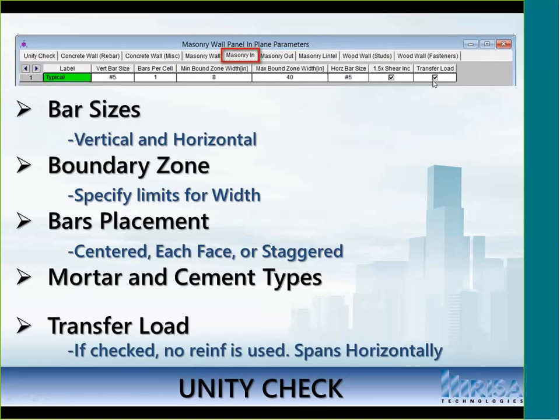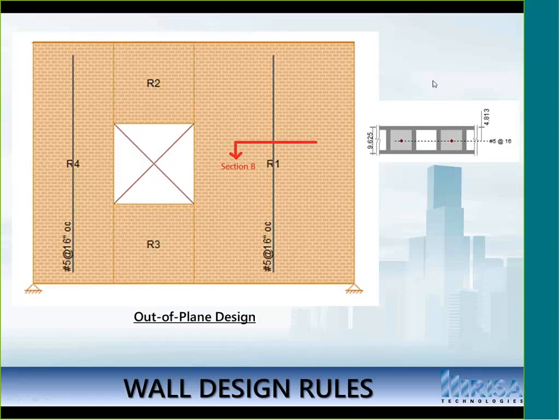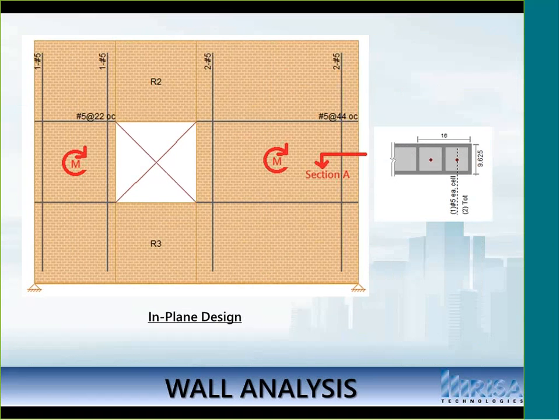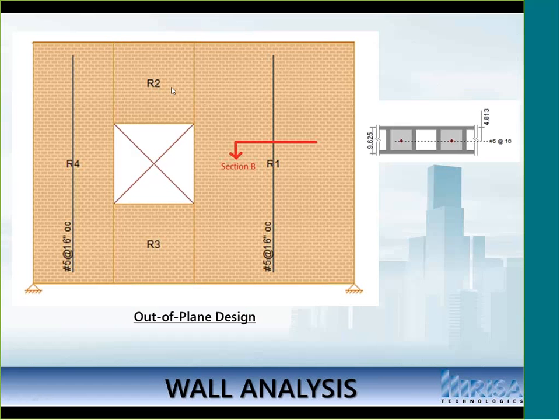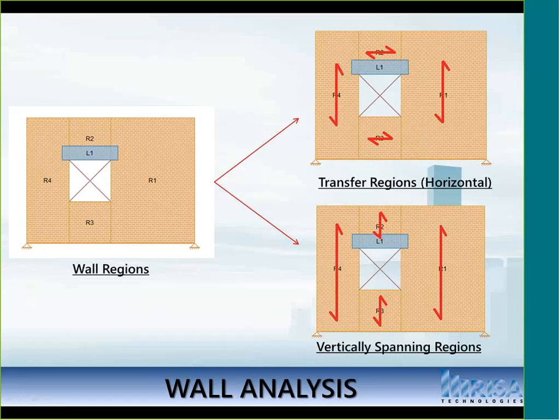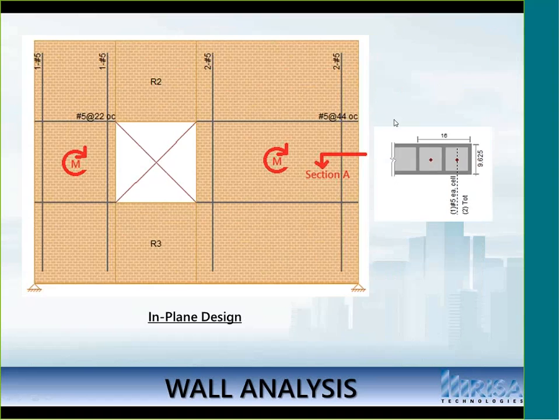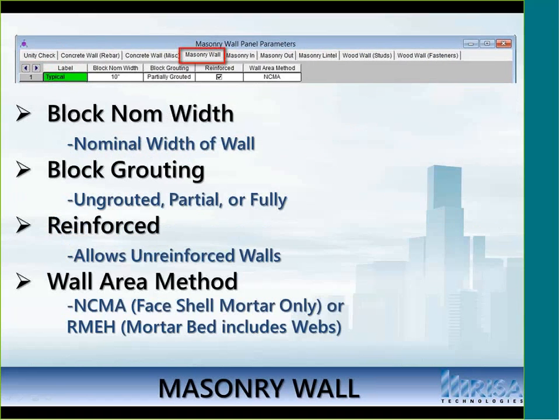That transfer load checkbox is similar to what happens with in-plane. For out-of-plane, if you do not want this region and this region to be designed for out-of-plane, the program will take the tributary force for region 2 and move it adjacent to the full height regions, R1 and R4. So we won't get any design for this region right here, but instead it will be assumed to be horizontally spanning, sending those forces into the adjacent full height region. So you have control over how that's going to occur.